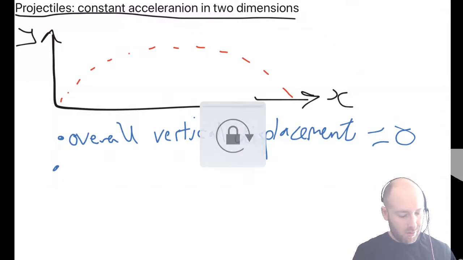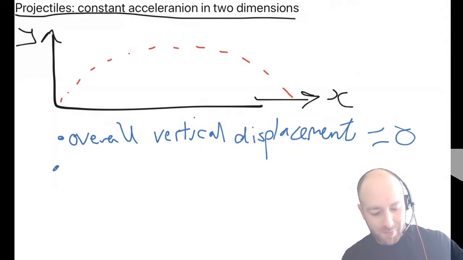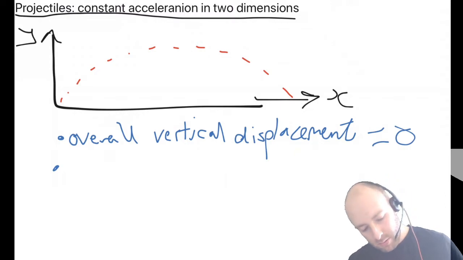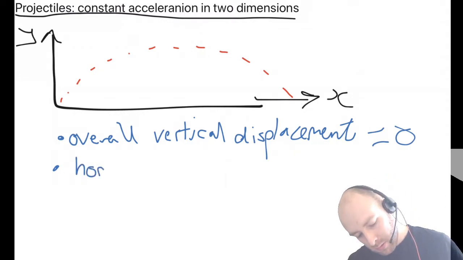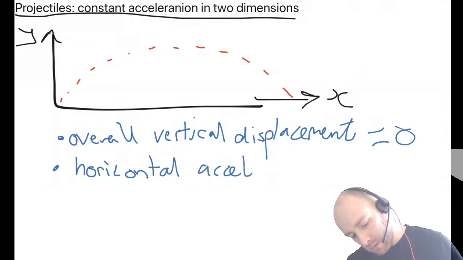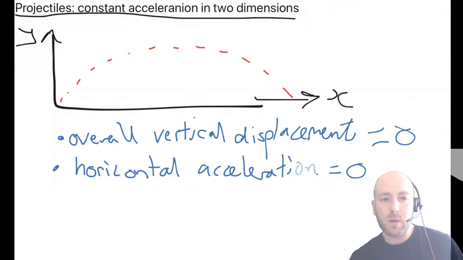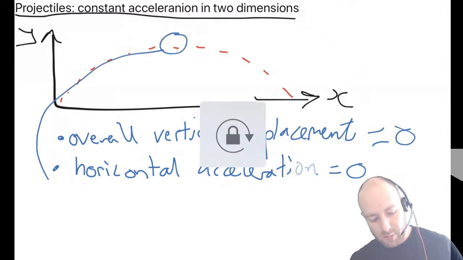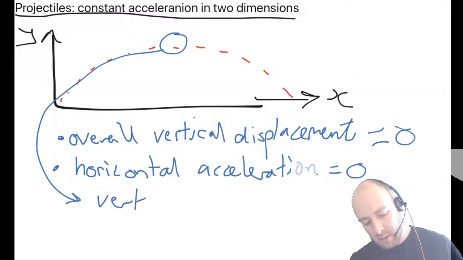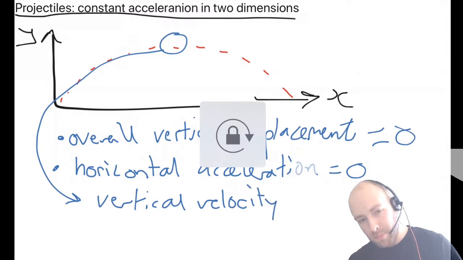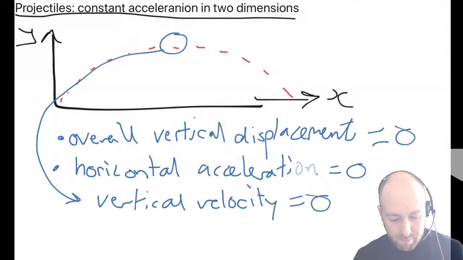We know that our horizontal acceleration is 0. And there are a few other things we know about. When we reach the max height, our vertical velocity is 0.